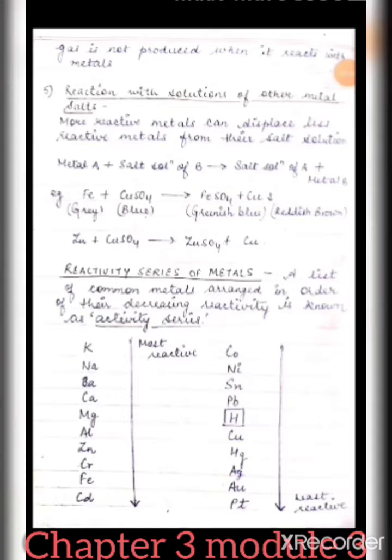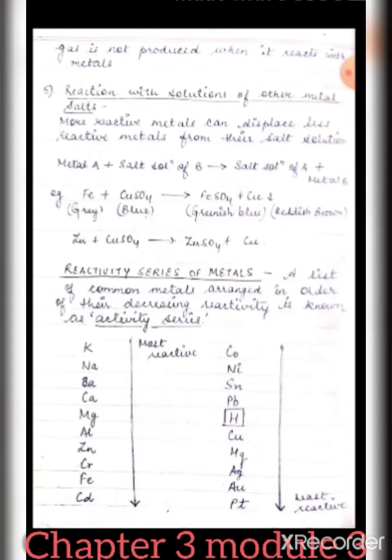Hello dear students, continuing with the topic which we have done in module 2nd, that is chemical reactions of metals. Now the fifth type of reaction is reaction with solutions of other metal salts. In this reaction, more reactive metals can displace less reactive metals from their salt solution. This is the same reaction which we have discussed in chapter number 1, that was displacement reactions.